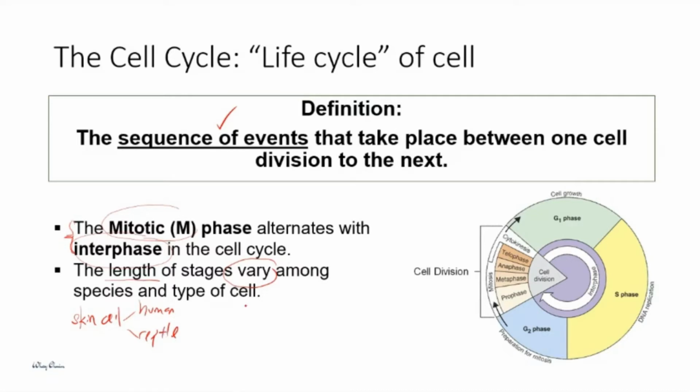Or if I study one species, let's say I focus on human only, but I look at their different cells, okay, skin cell or neuron or even muscle cell that we have studied in chapter 2. I noticed that each type of cell has its own record or its own data of mitotic phase and interphase.